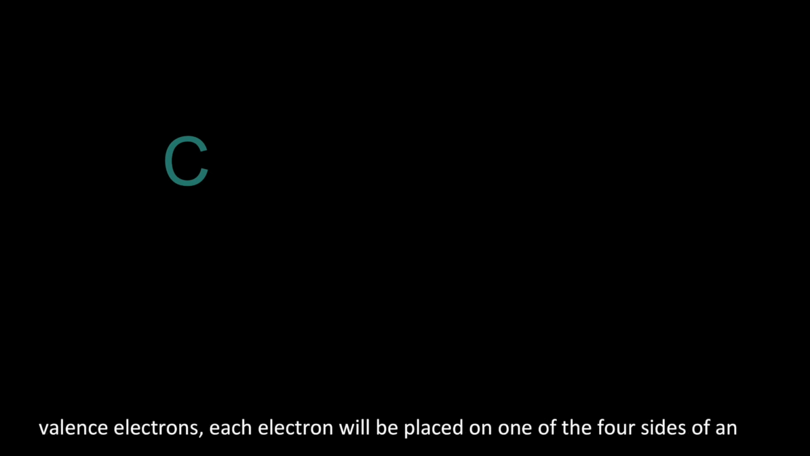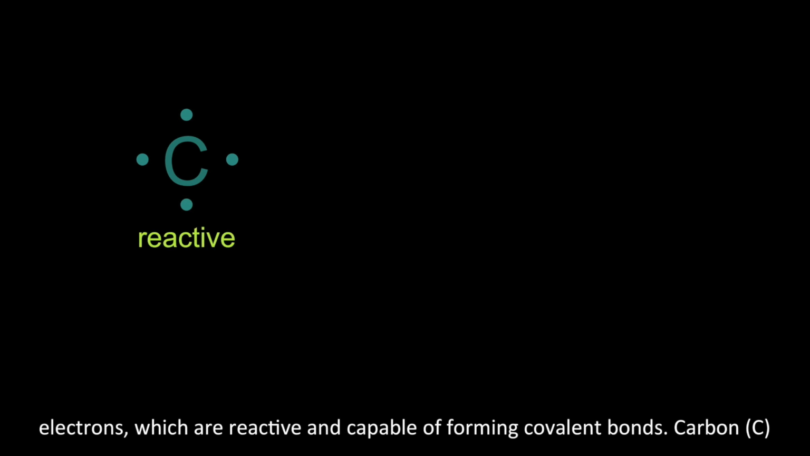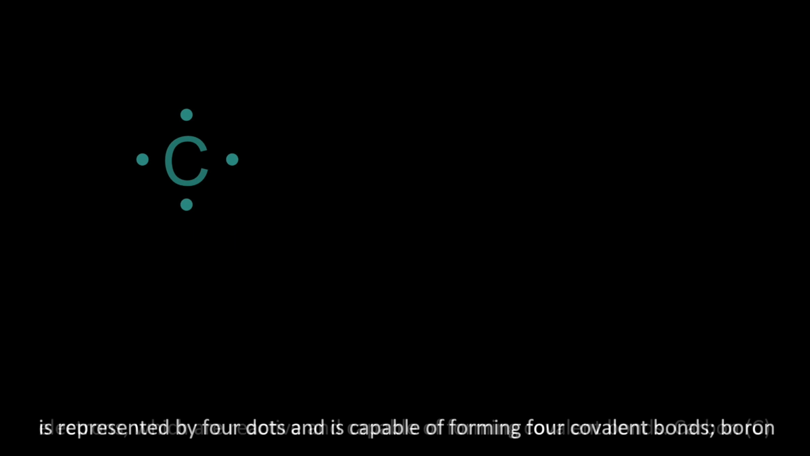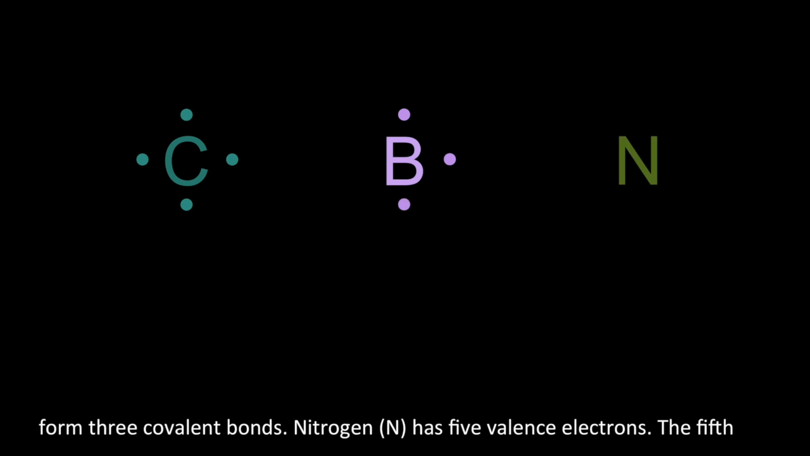The placement of dots in a Lewis structure assists in predicting bonding patterns. If there are fewer than 4 valence electrons, each electron will be placed in one of the 4 sides of an imaginary box surrounding the elemental symbol. These represent unpaired electrons, which are reactive and capable of forming covalent bonds. Carbon is represented by 4 dots and is capable of forming 4 covalent bonds. Boron is represented by 3 dots, as it only has 3 valence electrons and can form 3 covalent bonds.